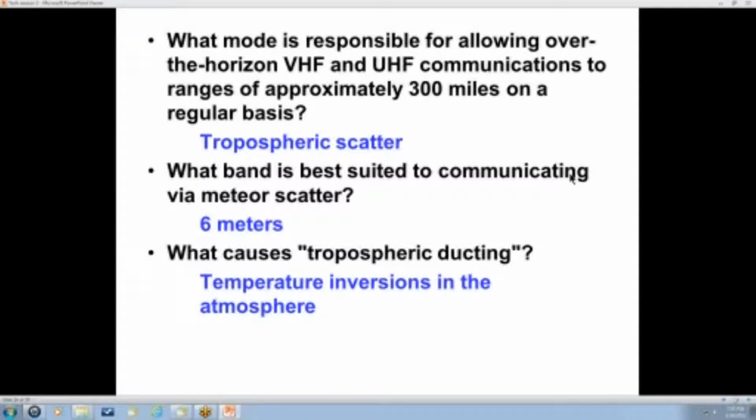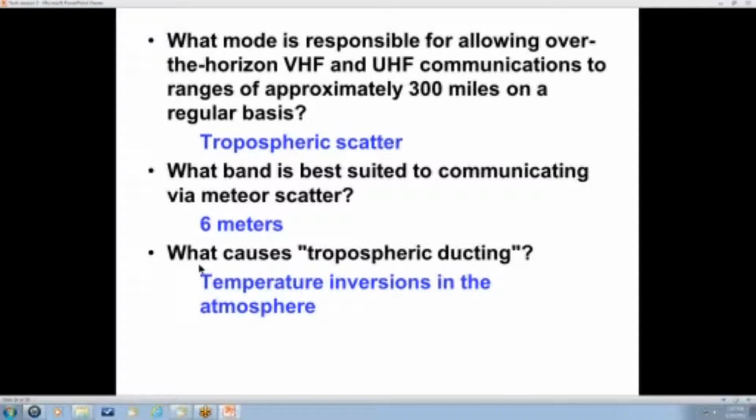What band is best suited for communicating via meteor scatter? It's the 6-meter band that is best used for meteor scatter. What causes tropospheric ducting? Tropospheric ducting is caused by temperature inversions in the atmosphere, and this can be pretty dramatic.